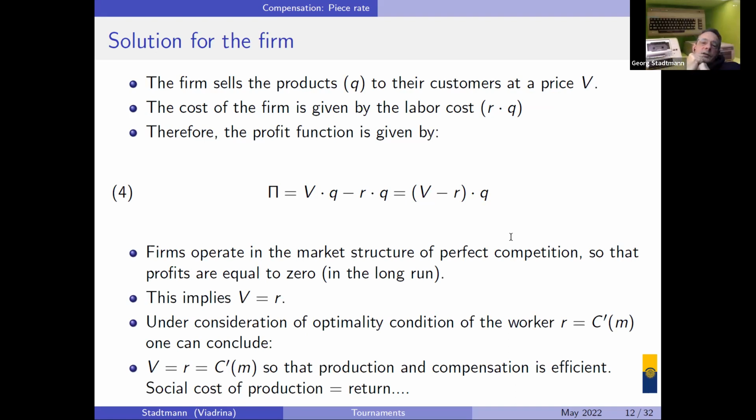When we now also take into consideration the optimality condition for the athlete, the optimality condition for the worker, then it becomes clear that V is equal to R is equal to the marginal cost of the worker. And hence, we have shown here that piece rate work is socially optimal. It is efficient. So piece rate compensation is efficient to the society which we have modeled here.